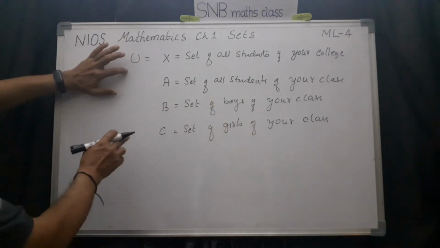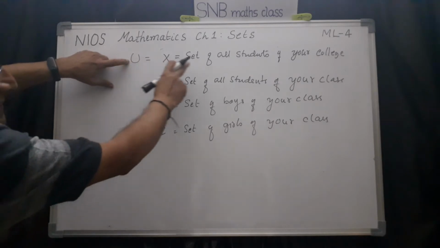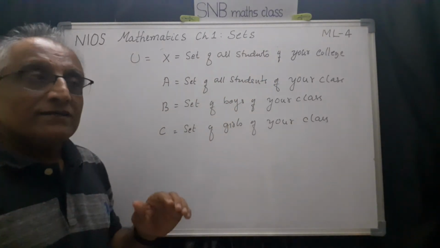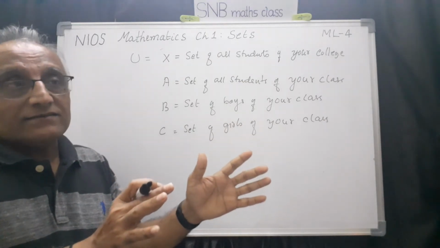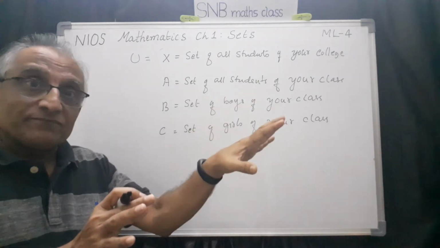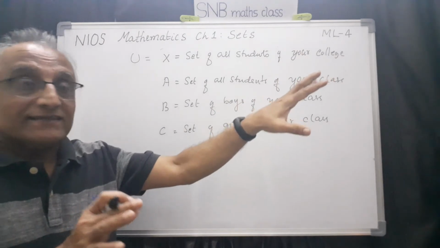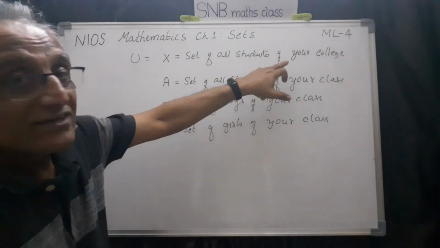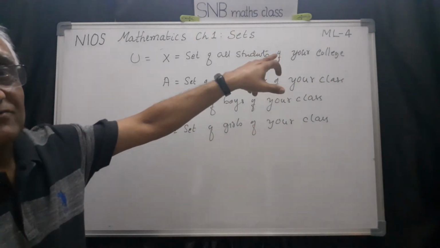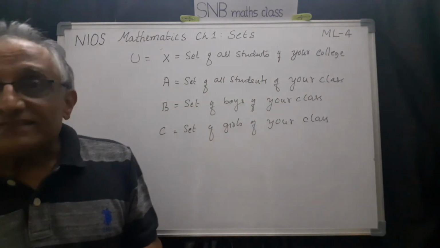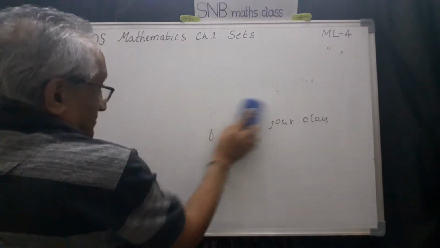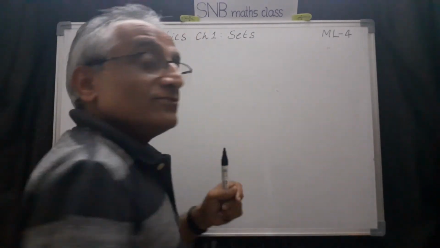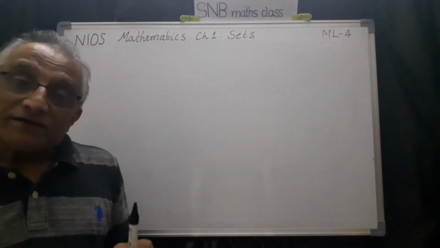Once again you can extend this argument. See, the set of all students of your college. Suppose there are 4 colleges in your town. Then the set of all students of your town becomes the universal set. The set of students of your college becomes a subset, which means the universal set is not unique. It depends on your choice. Therefore you have to define the universal set for a particular context.